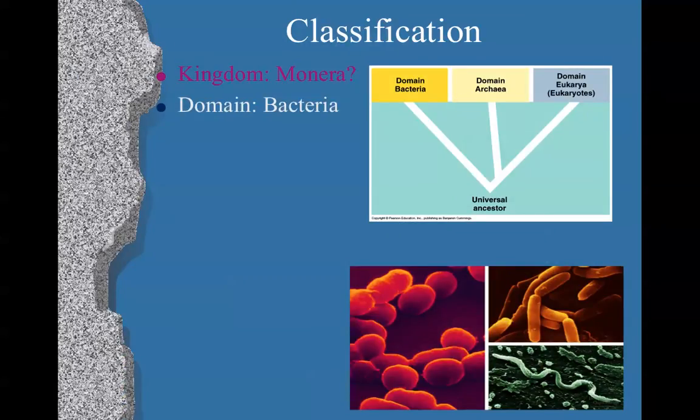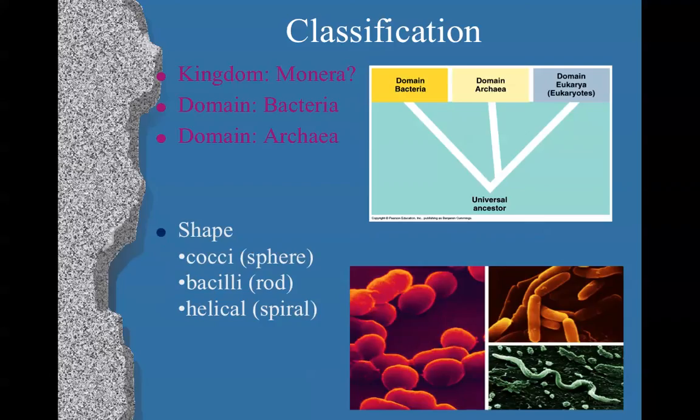Alright, so we've already talked about how the kingdom Monera no longer exists, that we now have the domains bacteria and archaea, and that in each of those there are multiple kingdoms, but there's a lot of debate right now about what should be the delineations of those kingdoms, largely based on genetic evidence.